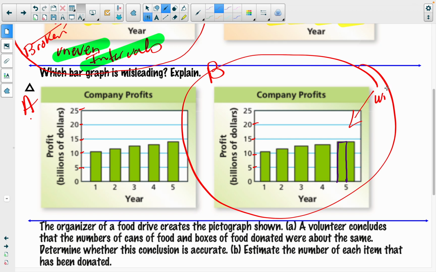the width of the bars is different. They've made it bigger each time. And so they're showing the same information, but they're making it look like it's considerably bigger because they've made the bar bigger. So they're just trying to confuse you.